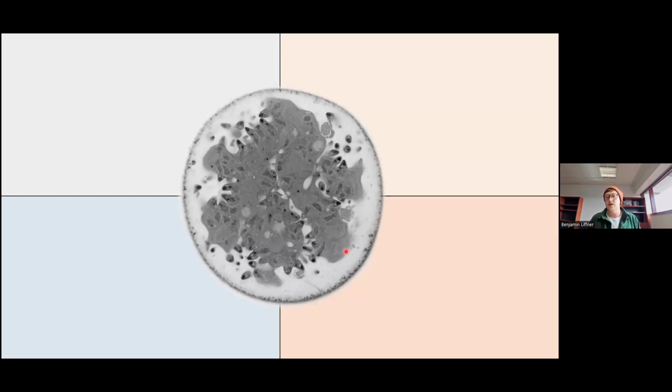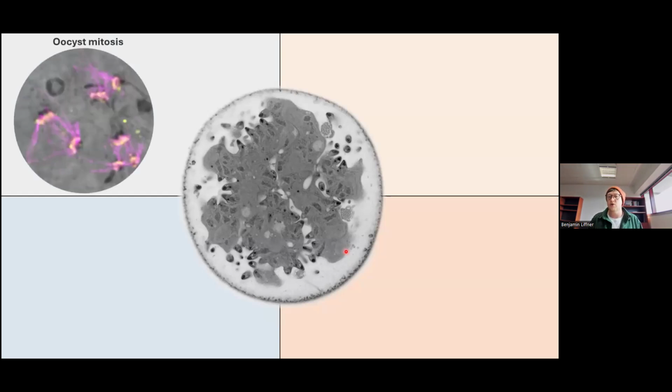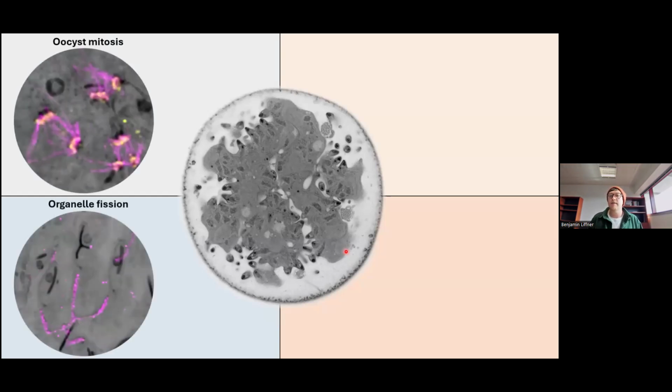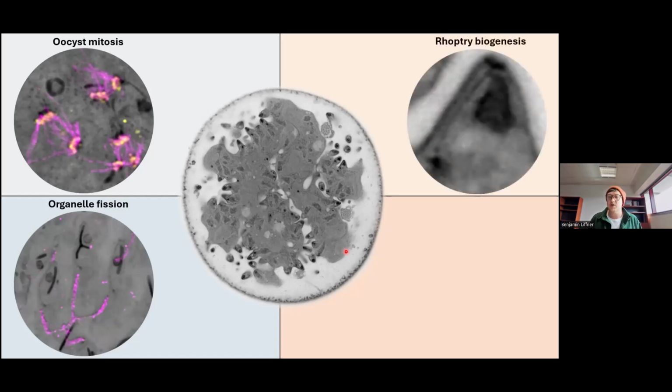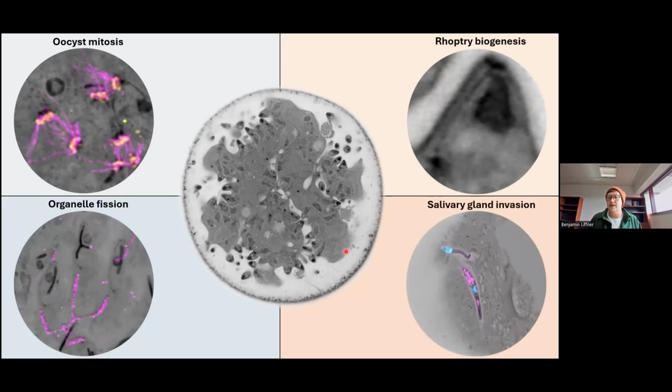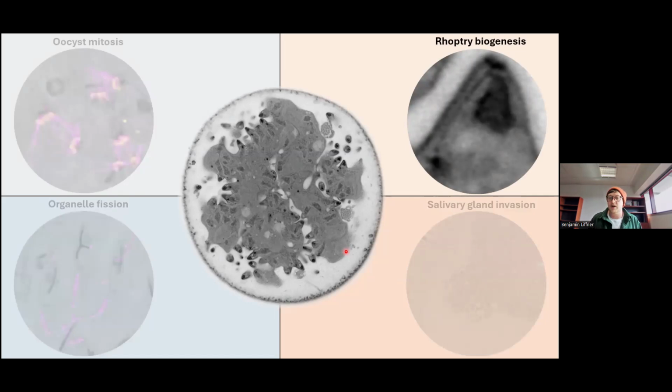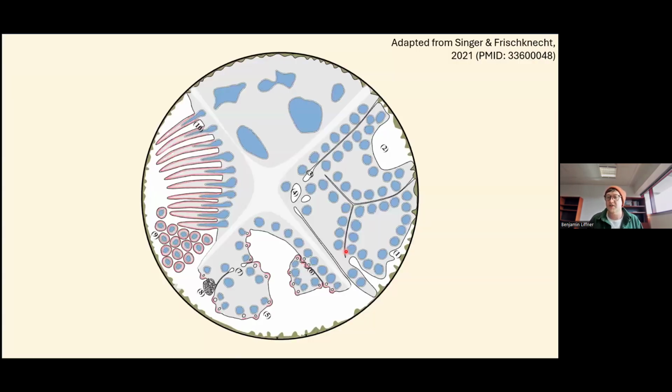And so today I've used this technique that we developed for mosquito expansion to start looking at things that include oocyst mitosis, organelle fission inheritance, biogenesis of the rhoptries, and then salivary gland invasion. But it's these two on the right, rhoptry biogenesis and salivary gland invasion, that I'm going to talk about today, starting with rhoptry biogenesis. Many of you may not be parasitologists, I recognize that. And so we'll just start with a tiny primer on sporozoite formation before I get into rhoptry biogenesis.